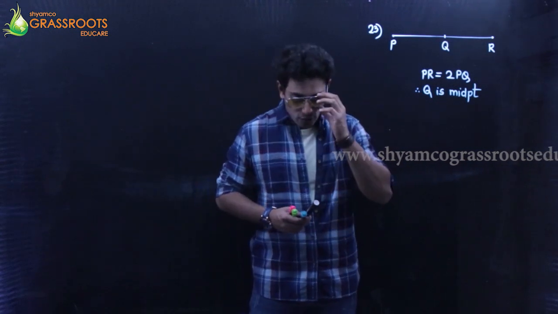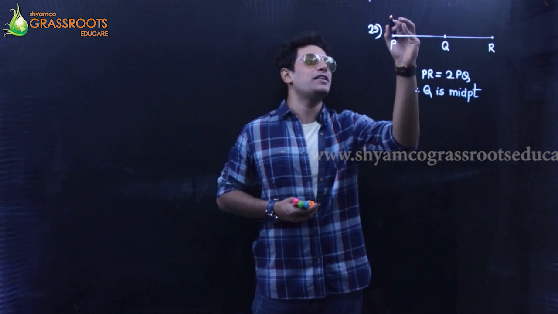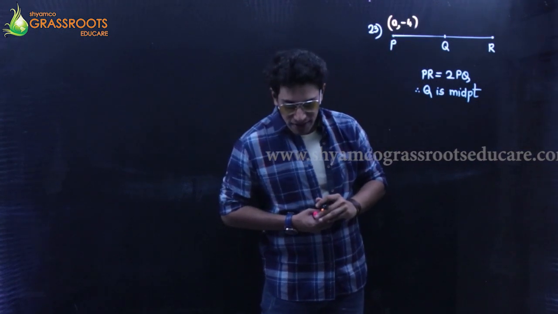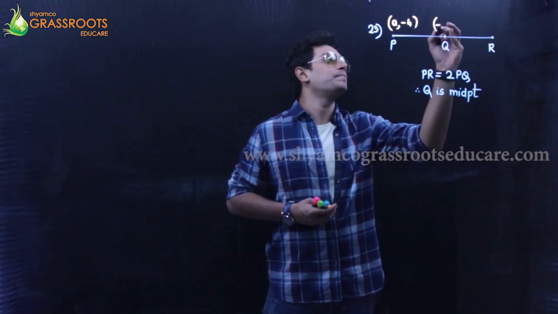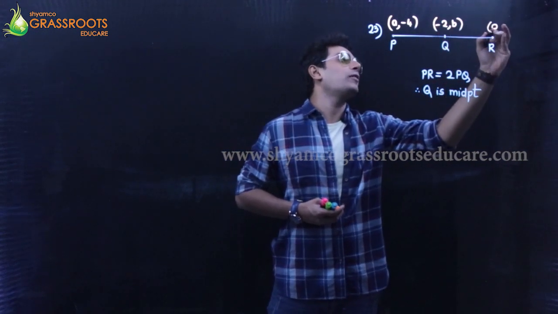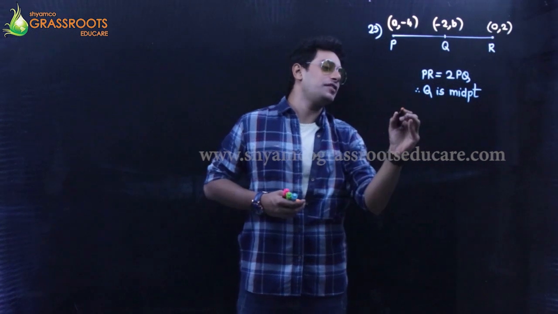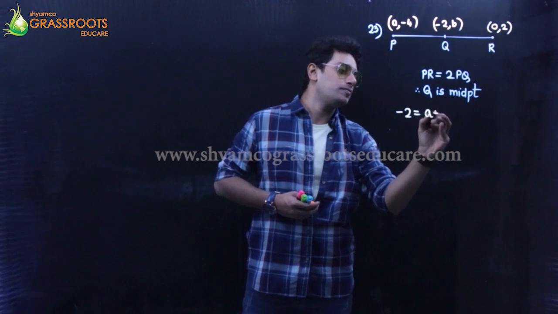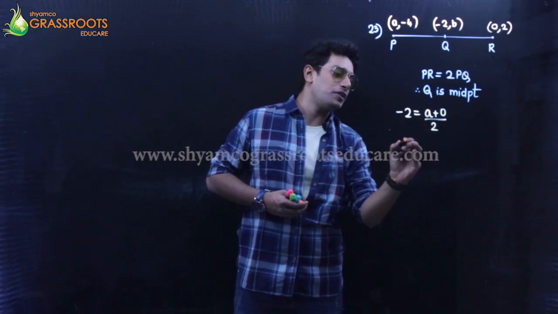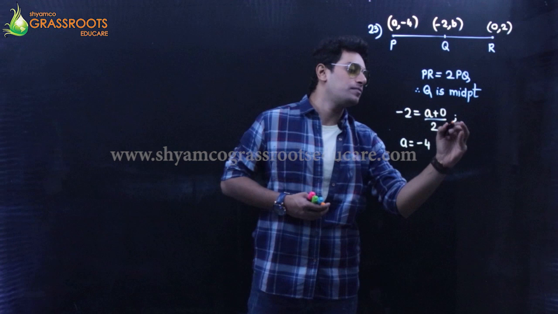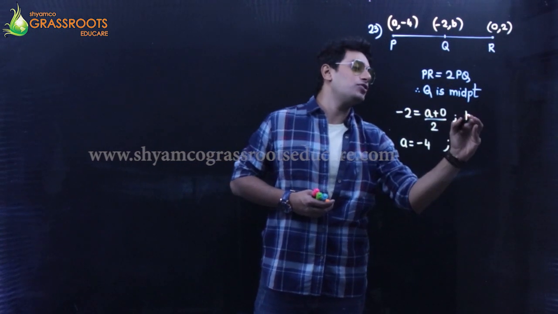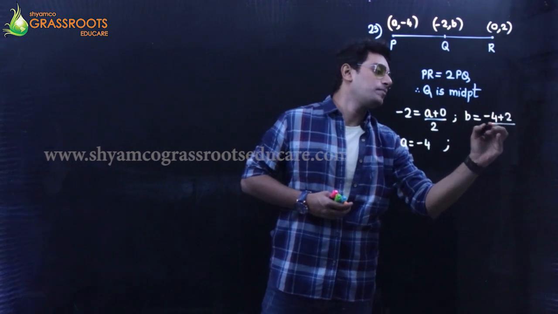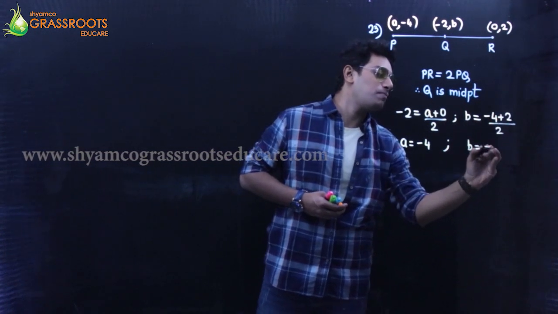That's it. So in this question, P is A comma minus 4. Q is minus 2 comma B. R is 0 comma 2. So starting from the center, minus 2 is equal to A plus 0 upon 2. Cross multiply, A is minus 4. And B is equal to minus 4 plus 2 upon 2, minus 2 upon 2, which is minus 1.